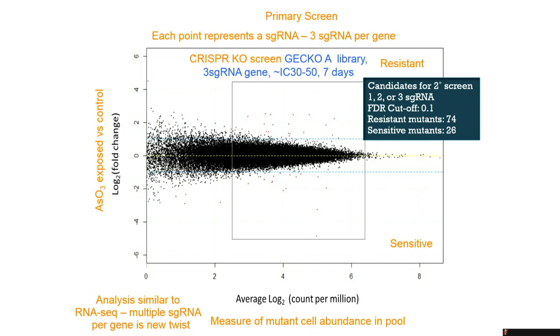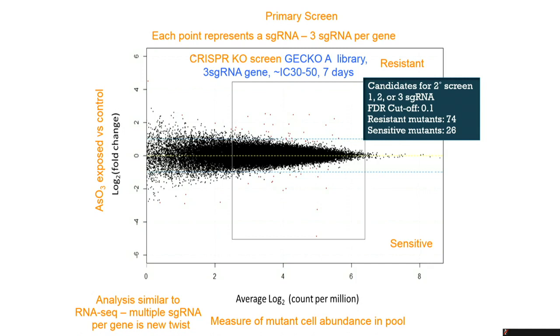There is a twist in that, as was pointed out before, the computational algorithms that are used to predict where an sgRNA is going to bind are imperfect, and therefore we use multiple sgRNAs to target every gene. The hope is that if we see the same thing with multiple sgRNAs, the effect we're seeing is probably due to on-target effects rather than off-target effects. So ultimately, we measure the mutant cell abundance in the pool.